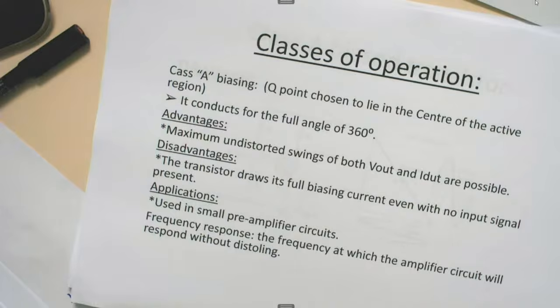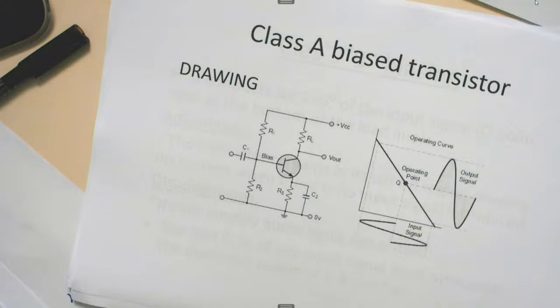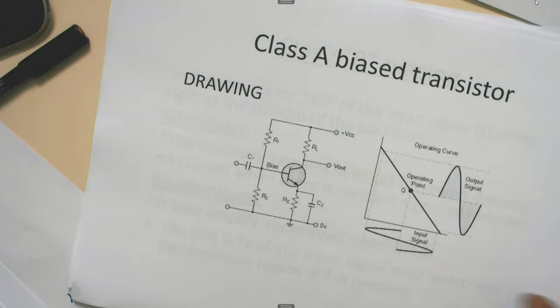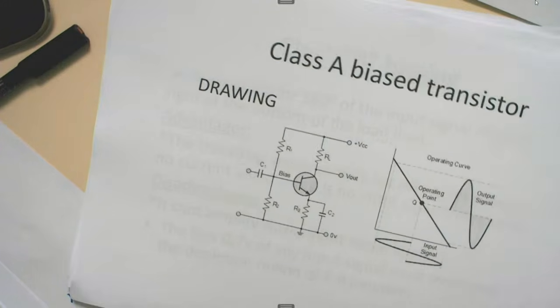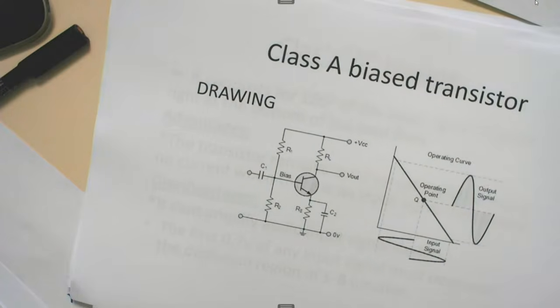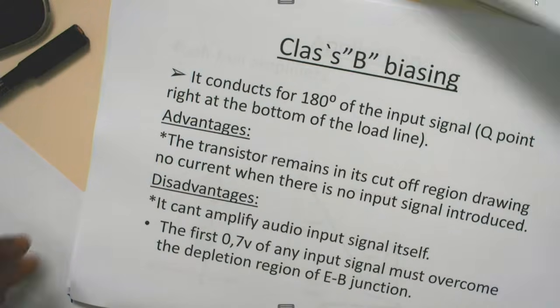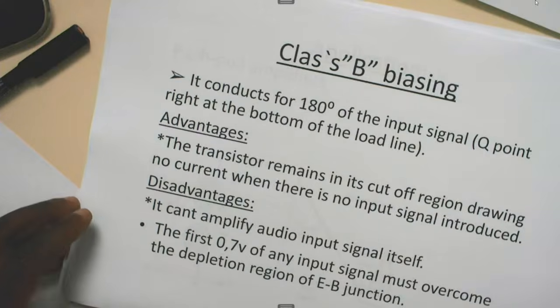Application: where do we find this? It is used in preamplifier circuits. Frequency response: the frequency at which the amplifier circuit will respond without distortion. Now here is the circuit and the load lines and the Q point of our class A transistor. Then let us go to class B biasing.